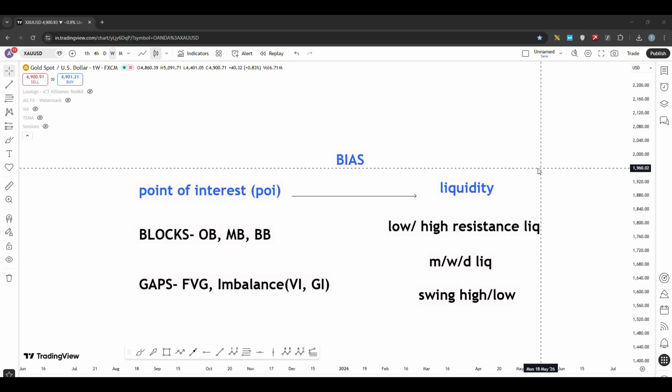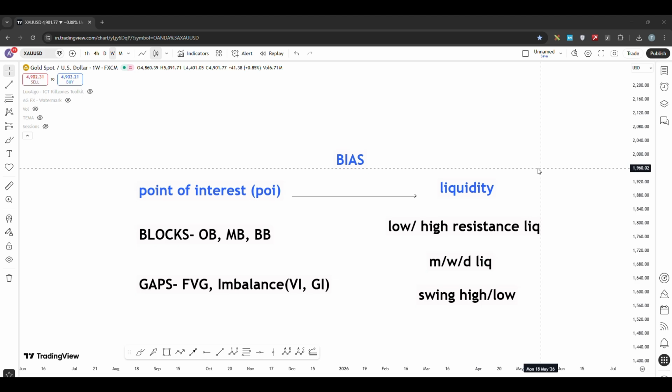So today we'll be studying about bias. Bias means direction. So if you want to trade anything, doesn't matter if it's gold, if it's crypto, if it's indices, the most important question is, what is your direction? Are you going to buy? Are you going to sell? What are you going to do? So if you're able to find your bias correctly, then you have already done 50% of the job. Now you just have to execute the trade.